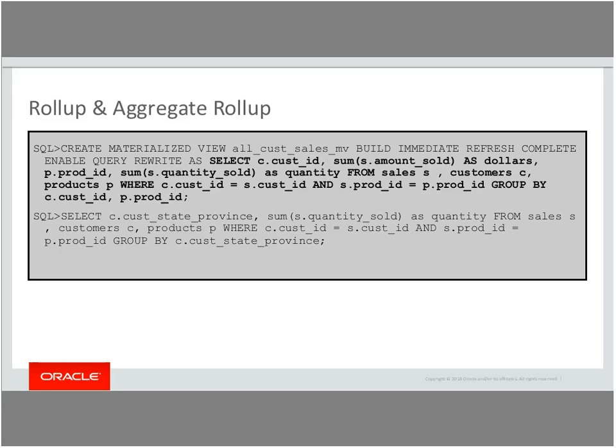Roll up and aggregate roll up. When a query requests aggregates such as sum quantity sold or sum sales at a higher level in the hierarchy than the level at which the aggregates in the materialized view are stored, then the query can be rewritten by using the materialized view and rolling up its aggregate to the desired level.